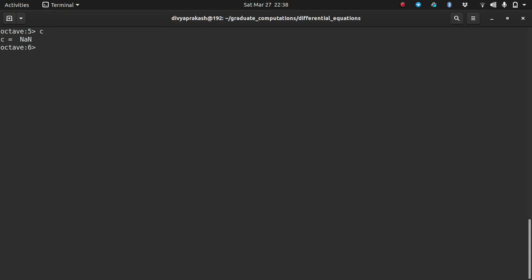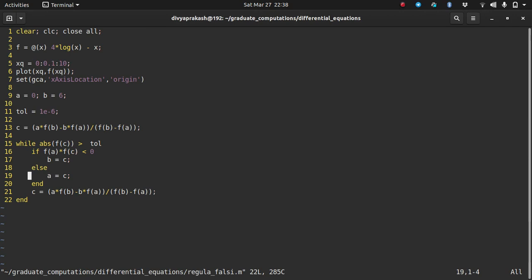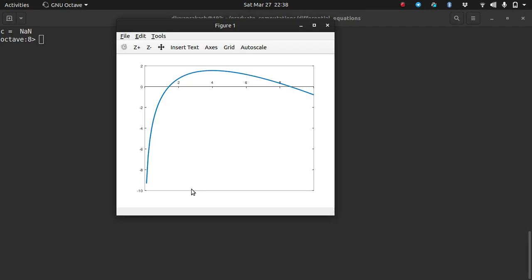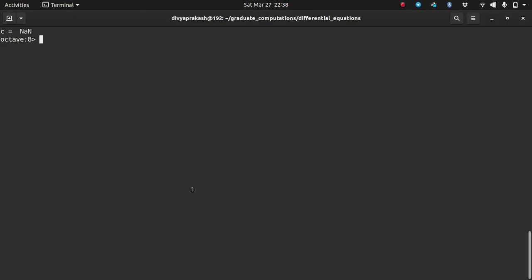What is the value of c? I have made a mistake. a times f of b minus b times f of a divided by f of b minus f of a. Let me check what value I'm getting here. Okay, so there's some problem with this code, right? F is 4 times log of x minus x. C is nan. Why is that so? So let's do some debugging together.